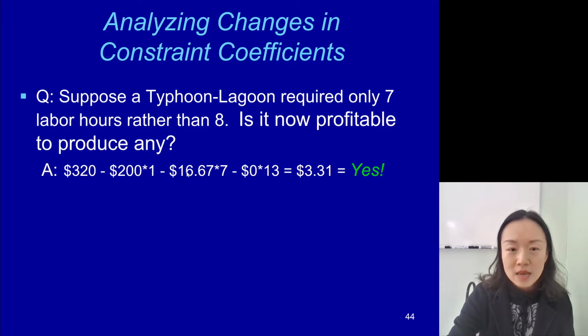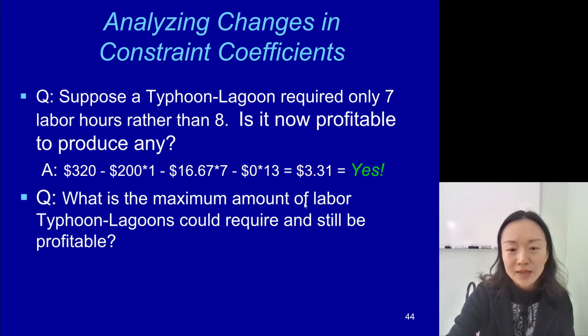And then for the labor, now it only requires 7 units. And the shadow price is still the same. Subtracting the tubing, still 0, 13 units of tubing. Then we are going to gain $3.31 for every 1 unit of Typhoon Lagoon that we produce, given that those units of resources we're going to take away from the resource pool are within the allowable decrease of their shadow prices.